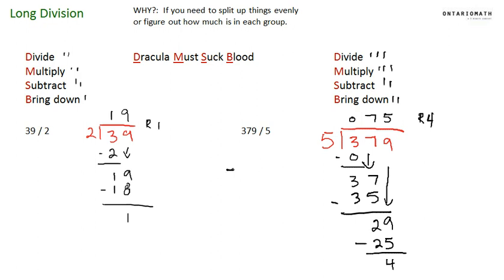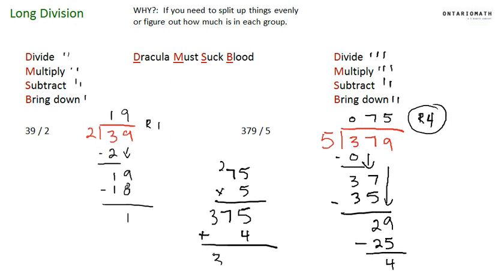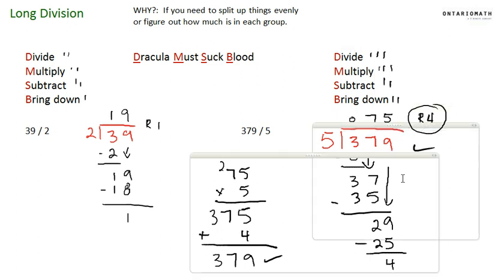We can also check by multiplying 75, right? This answer times that number. So 75 times 5. 5 times 5 is 25. 5 times 7 is 35, plus 2 is 375. Well, not quite that answer yet, but we forgot about the remainder. We're going to add the remainder, plus 4, which is 379, and that checks out. Very fast, but hopefully you got something out of it. Long division.